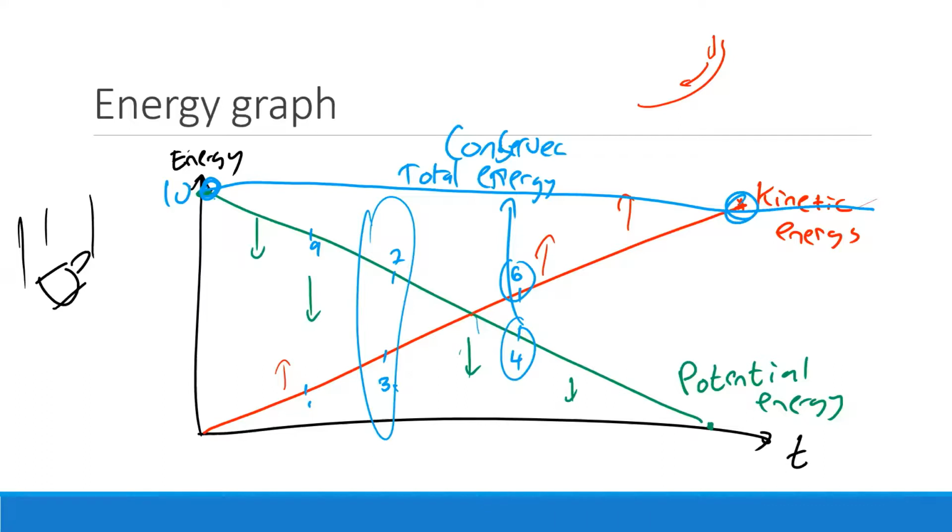I've tried to use two colors here. Potential energy will usually be drawn in green because I guess it's like stored. I don't know. I'm not going to talk about why I've chosen the colors. It's stupid. Waste of time.